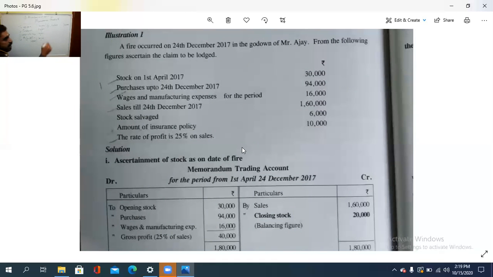Closing stock. That is the balancing figure. So by closing stock: 30, 94, 16 and 40. 56 plus 90, 144 left. So how much is it? 1,80,000 is the total. 1,80,000 minus 1,60,000, so 20,000 is the balancing figure. See, so firstly we prepare the ascertainment of the stock on the date of the fire. That is the closing stock we calculate, by preparing the memorandum trading account. Clear?